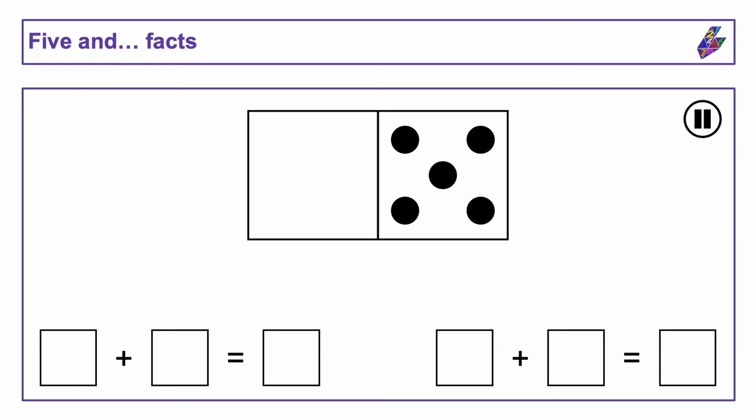What numerals go in the boxes to make these equations true? You might have thought of 0 plus 5 equals 5, visualising the fact that there were 0 dots on the left and 5 dots on the right, giving a total of 5 dots altogether. Or you might have thought of 5 plus 0 equals 5, visualising the 5 dots on the right first and then 0 dots on the left, but still giving a total of 5 dots altogether.